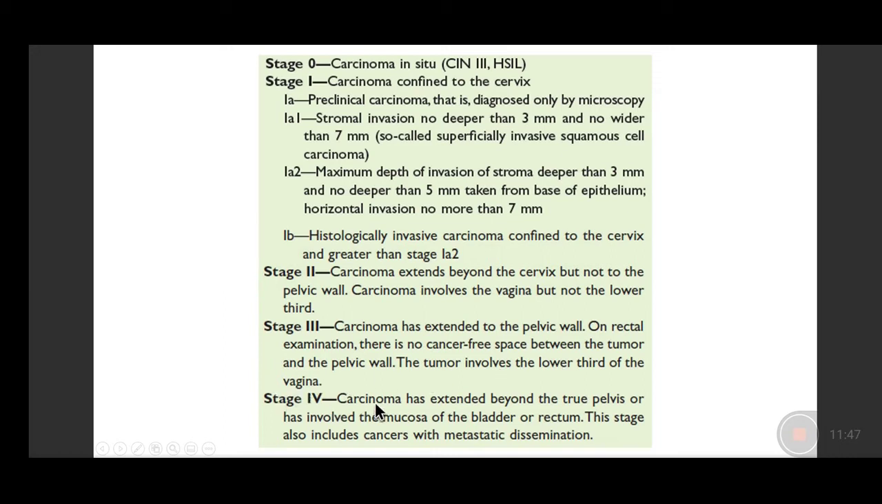In stage 4 carcinomas, the carcinoma extends beyond the true pelvis, and it can either involve the mucosa of the bladder or rectum or both. And this stage also includes the cancers which have wide metastatic dissemination. So classification of cervical carcinomas is very important.